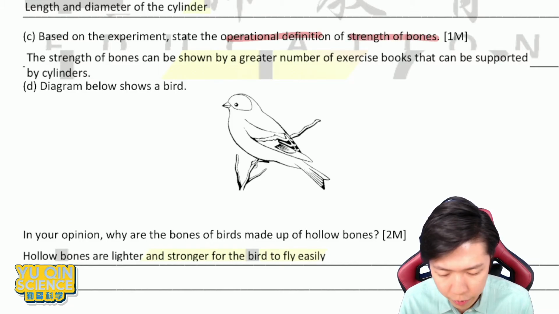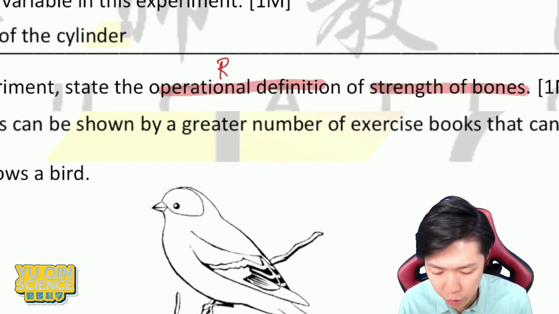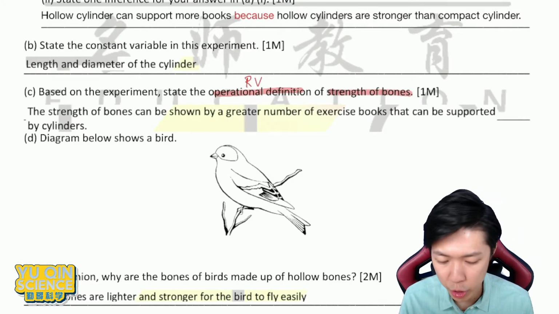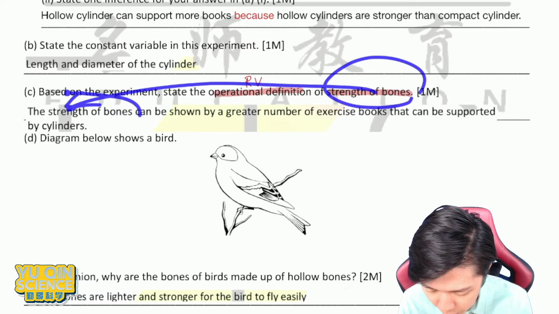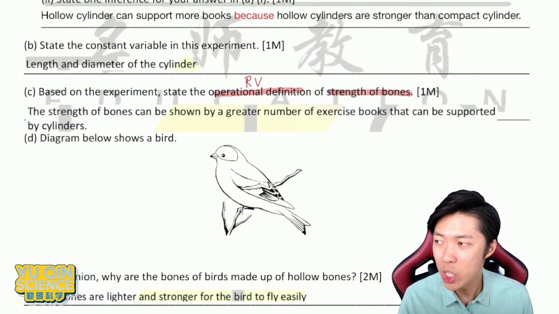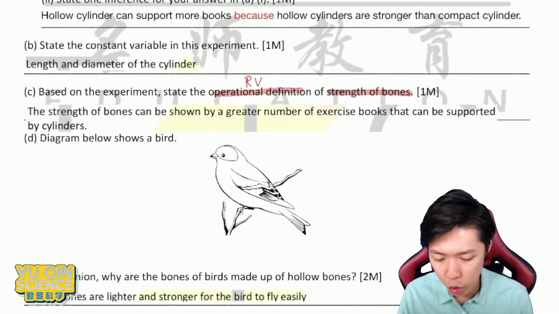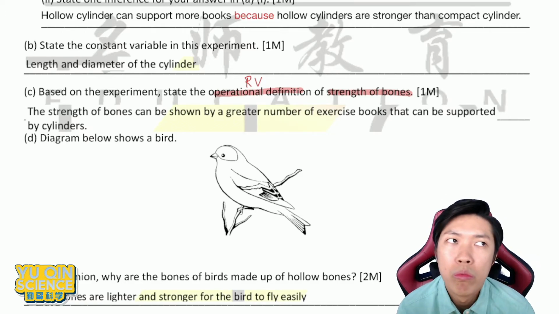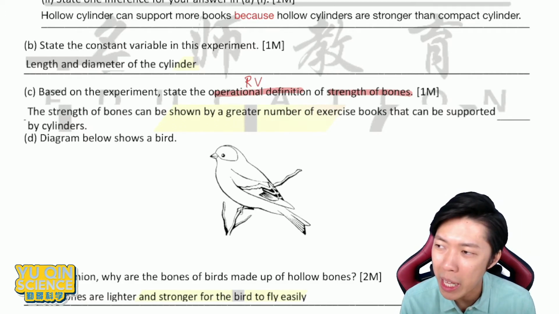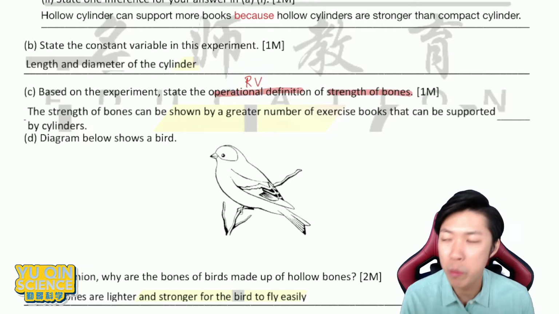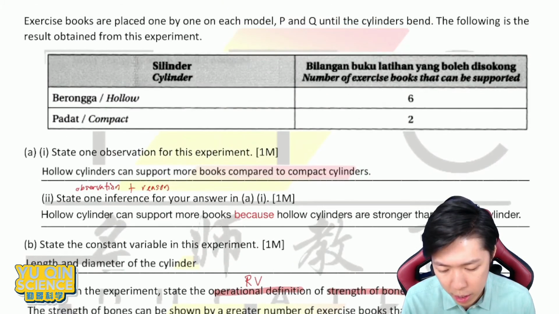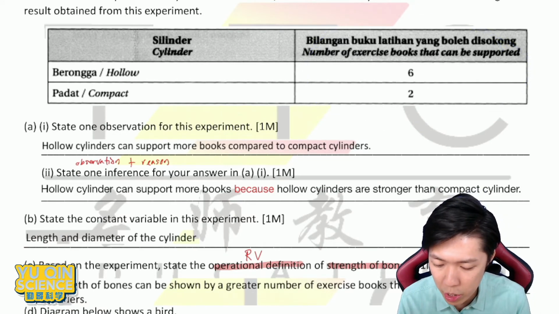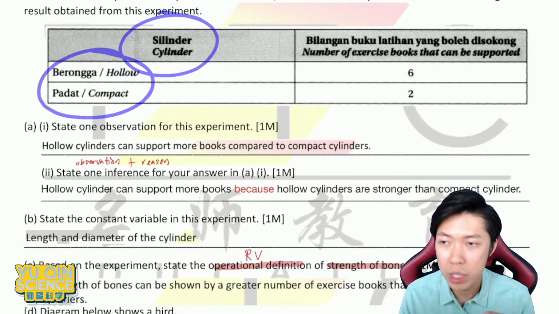Okay. So next one, operational definition. This is another format to follow. So operational definition uses the responding variable. Strength of bone is your subject, so I'm just going to bring it down here. Strength of bone. So the idea is to talk about this, but relate to your responding variable. So what is strength of bone? It means how strong is the bone, right? But how can I prove it with the responding variable? If you realize, your responding variable here is the number of books that can be supported, right? This is your manipulated type of cylinder.